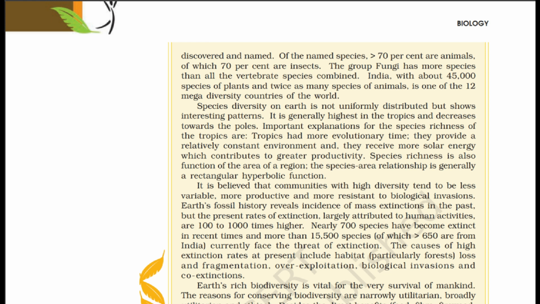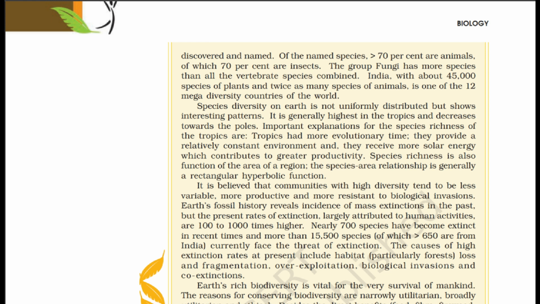Earth's fossil history reveals incidents of mass extinctions in the past, but the present rates of extinction, largely attributed to human activities, are 100 to 1,000 times higher. Nearly 700 species have become extinct in recent times, and more than 15,500 species, of which more than 650 are from India, currently face the threat of extinction. The causes of high extinction rates at present include habitat loss, particularly of forests, and fragmentation, overexploitation, biological invasions, and co-extinctions.